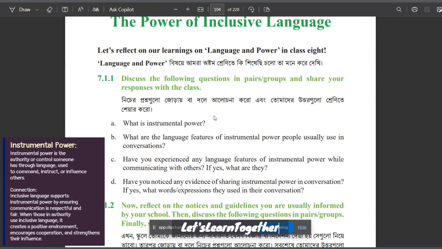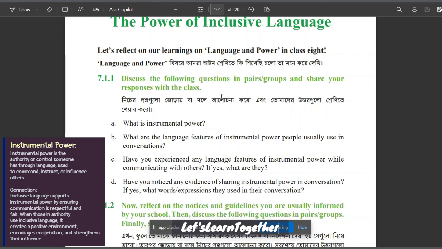Look, basically, instrumental power refers to the power that is used to achieve any sort of practical goals, and we can see examples of instrumental power in some authoritative settings, like in offices, workplaces, in governmental organizations, or even in our schools. Okay, so this means showing an authority in our language to make our work done by people. Okay, now how is it related to inclusive language?